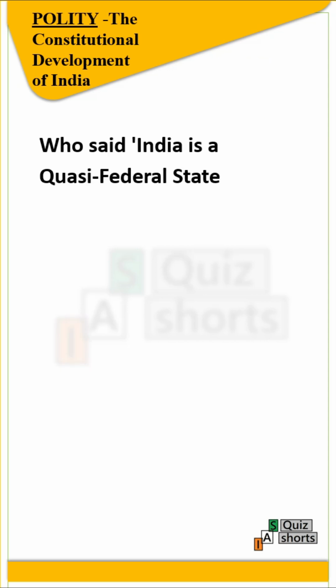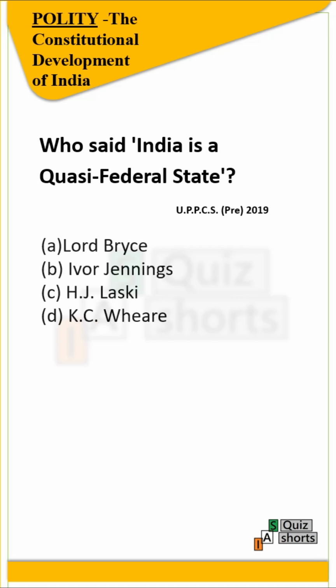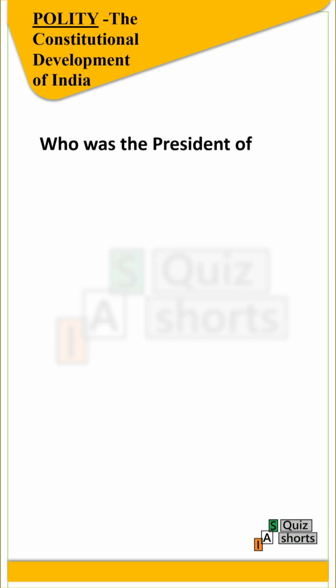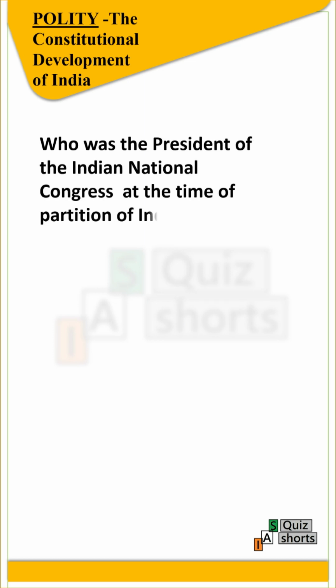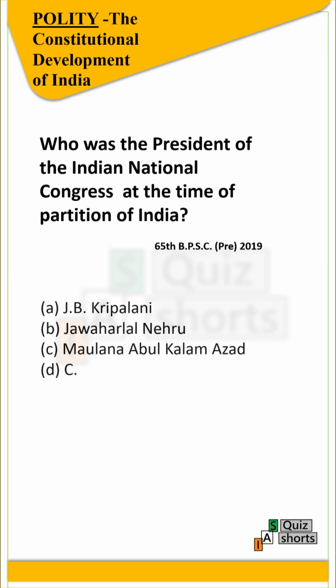Who said India is a quasi-federal state? A. Lord Brass, B. Ivor Jennings, C. H. Lusky, D. Casey Ware. Answer is D. Casey Ware. Who was the president of the Indian National Congress at the time of partition of India? A. J.B. Kripalani, B. Jawaharlal Nehru, C. Maulana Abul Kalam Azad, D. C. Rajgopalachari. Answer is A. J.B. Kripalani.